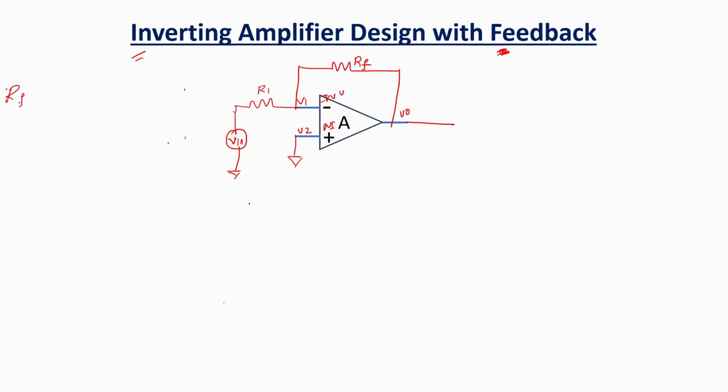Now, let us take the RF value as 4.7 kilo ohms and R1 is equal to 470 ohms. These are taken from some textbook values. These are some standard resistance values. They'll ask you to calculate what is the closed loop gain.